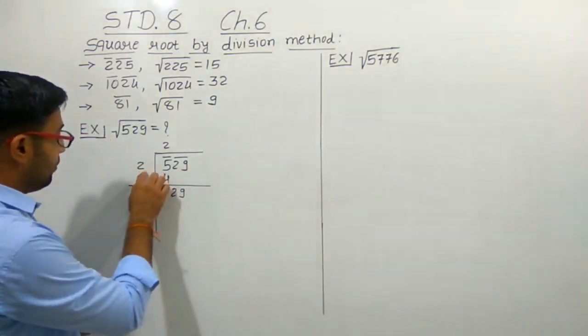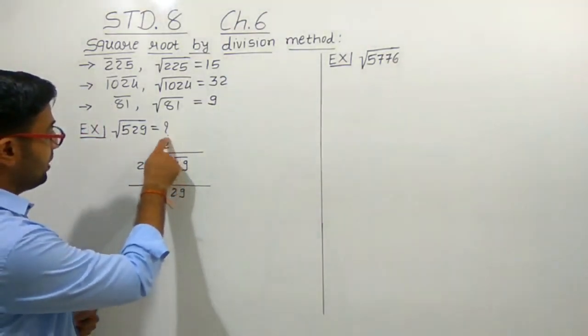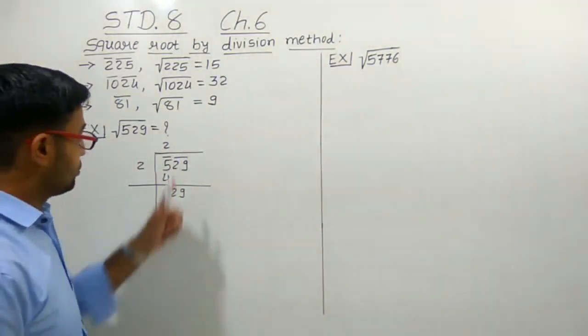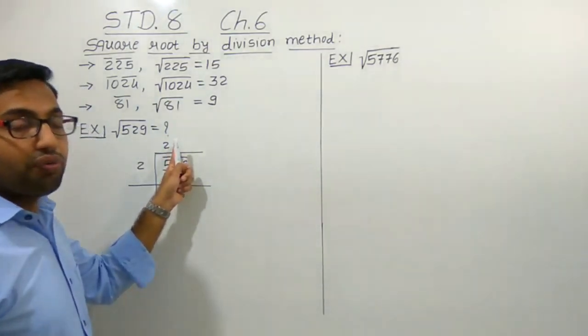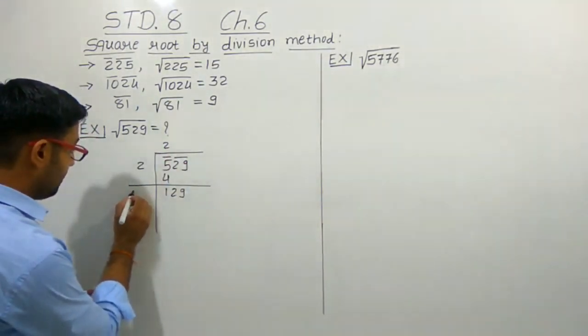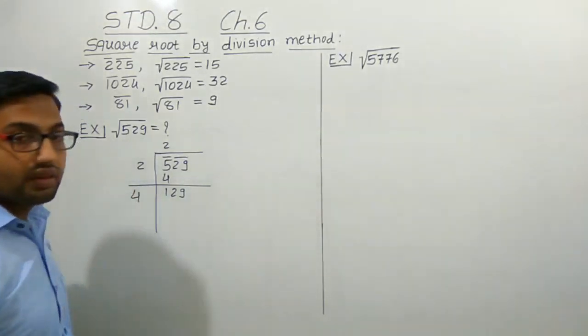Okay, now the next step is we have to double whatever digit is in the quotient. So 2, we have to multiply it with the 2. So 2 2s are 4. So here we have to put 4.